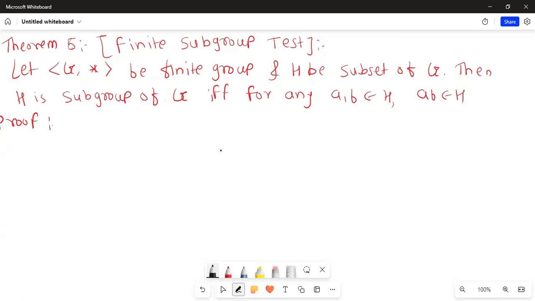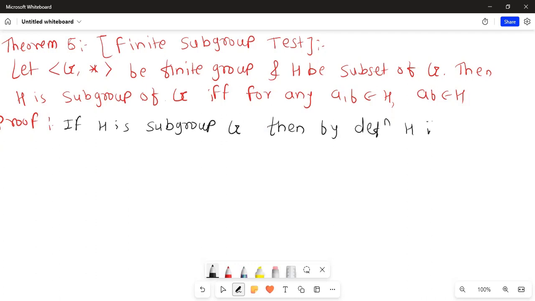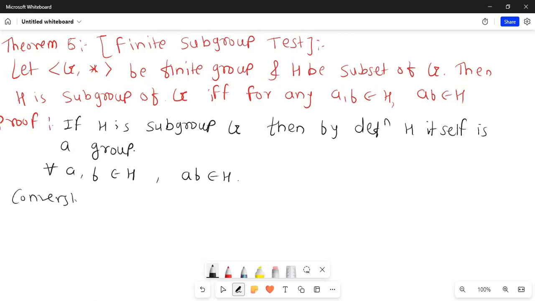तो प्रूफ में देखो, if H is a subgroup of G, then by definition, subgroup की definition क्या है, H itself is a group. Okay, and for every A, B belongs to H, A into B also belongs to H. Conversely, we have to prove. थ्योरम है तो उसका कॉन्वर्स भी हमें प्रूफ करना है.